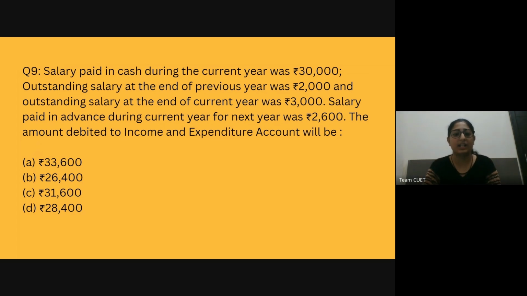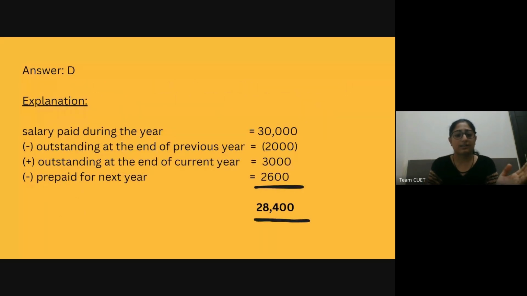Now let's have a detailed solution to this question. Now this says that salary paid during the year was 30,000. Outstanding salary at the end of previous year is an expense that is related to the previous year, so we will subtract it. Next we have outstanding at the end of current year. This is an expense for our current year only, so we will add it. Next we have prepaid for the next year. Since this is an expense that is prepaid, that too for the next year, we are going to subtract it. We are left with 28,400. That is our answer, option D. Hope you understood the question.